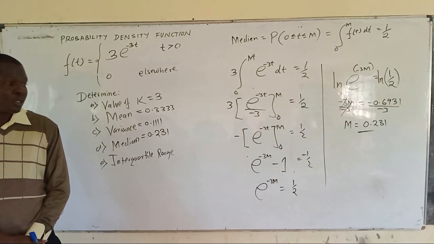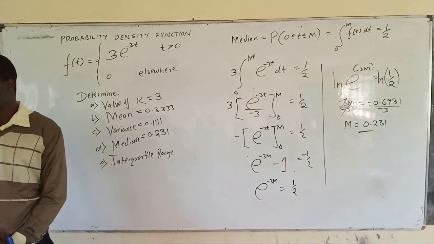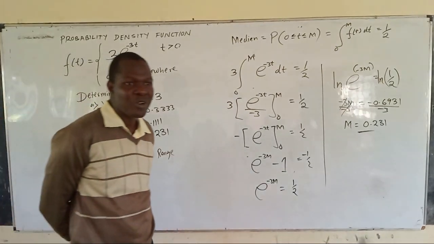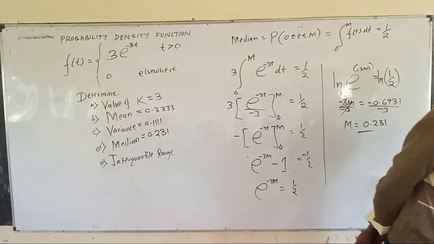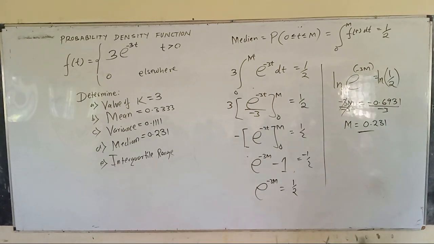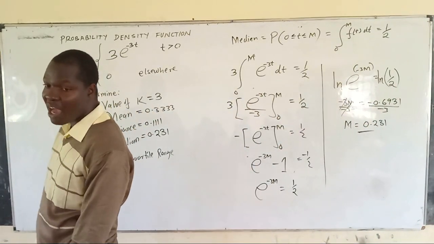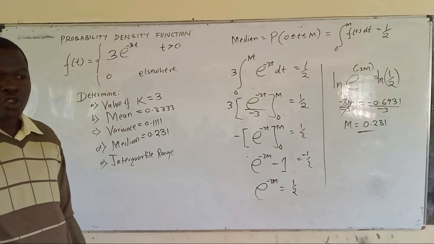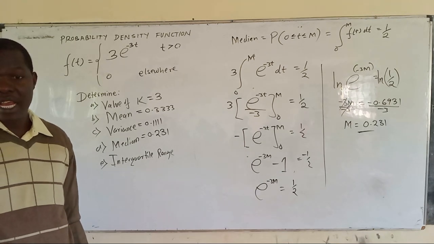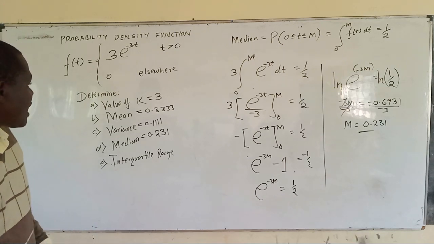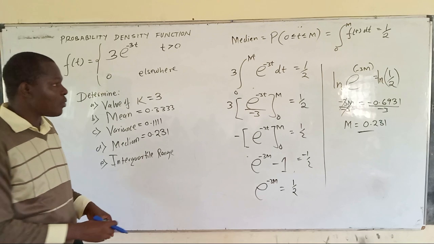Are we together? The next one, the interquartile range. We know the interquartile range is the upper quartile minus the lower quartile. Then the same interquartile range, if we divide by 2, is the quartile deviation. But here they just want the interquartile range. So you have to get the upper quartile and you must also get the lower quartile. Let us start with the upper quartile or the lower quartile, whichever, it doesn't matter.